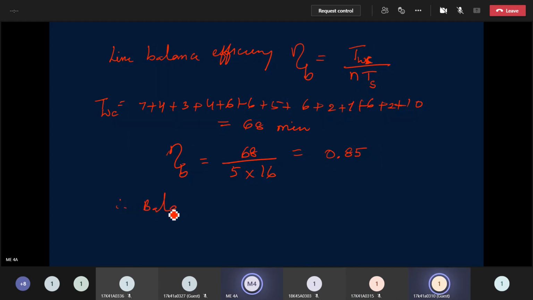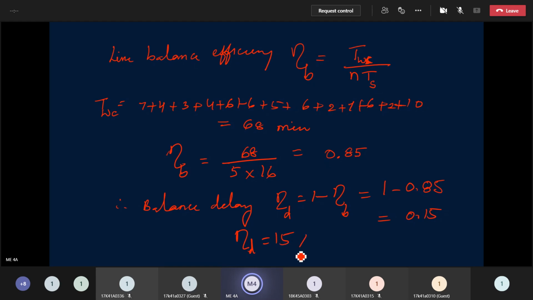Therefore, balance delay is equal to 1 minus balance efficiency, that is 1 minus 0.85, which is equal to 0.15. Yes, it is 15%. This is how we solve the problem of balance delay.